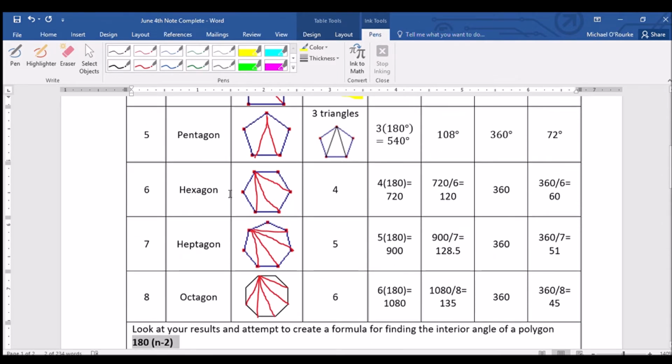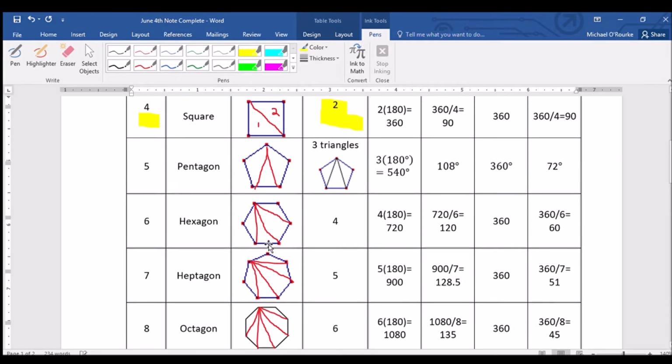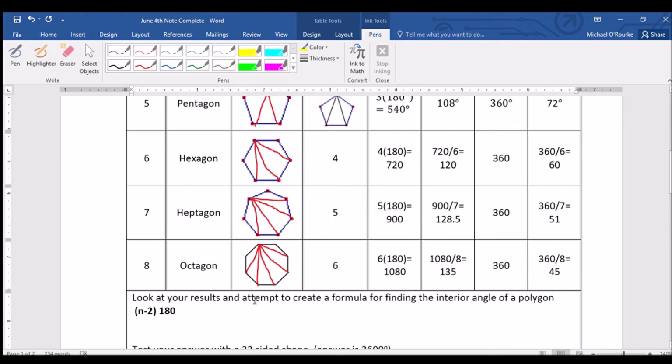Okay, so 180 times the number of sides minus 2. So in this case, 6 minus 2 equals 4, 4 times 180. I'm going to rewrite this way. That's kind of what we did. So 8 sides, 8 minus 2 is 6. So that's how many triangles I have in there. I have 6 triangles. Then each triangle is 180 degrees, so 6 times 180 is going to give me my total inside angle.